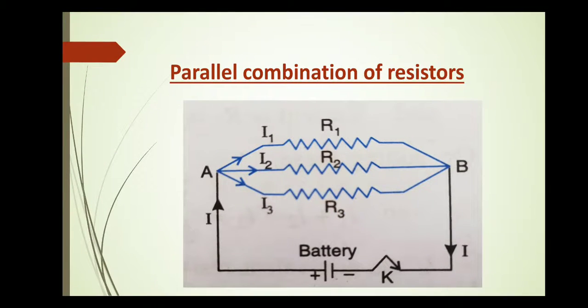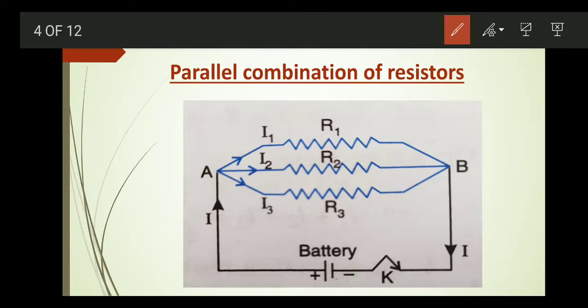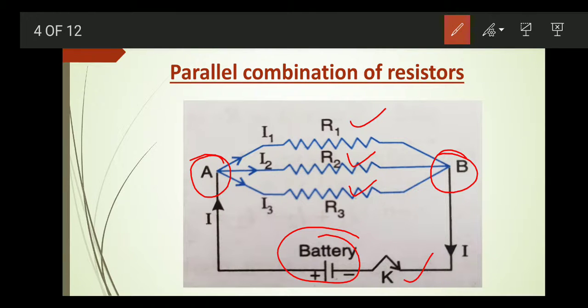Now, next, what we do, the battery along with a key K is then connected in between the points A and B. You can see this place, this point is A, this point is B, and these three resistors R1, R2 and R3 are connected to a battery through a key K. Now, this is known as parallel combination of resistors.